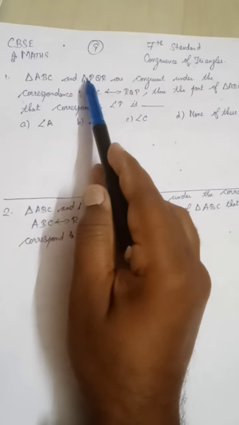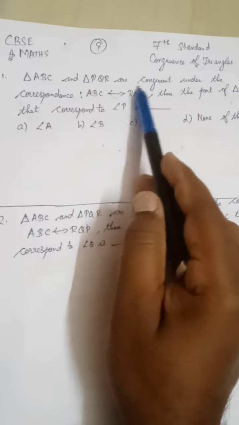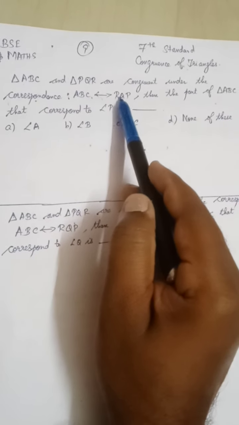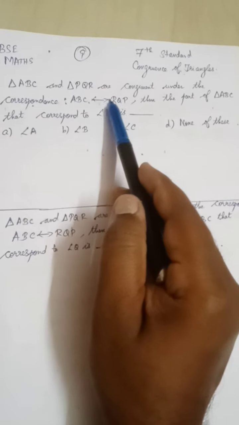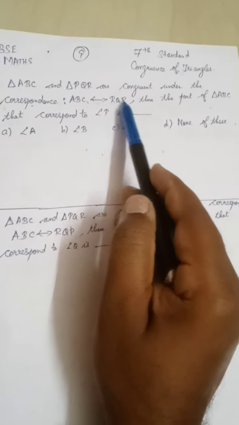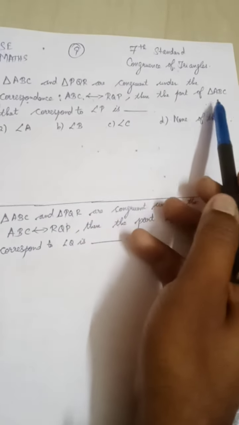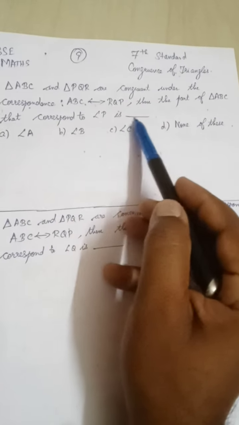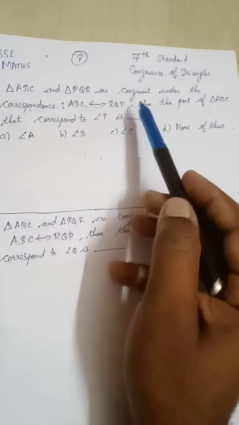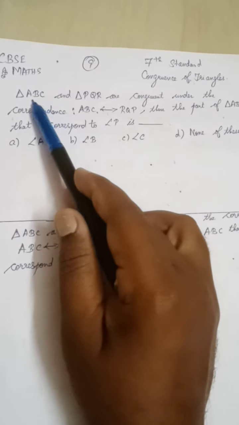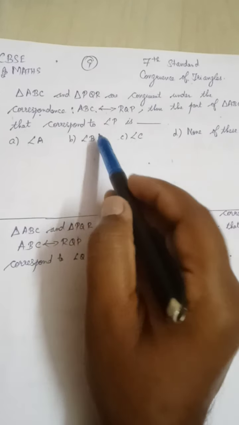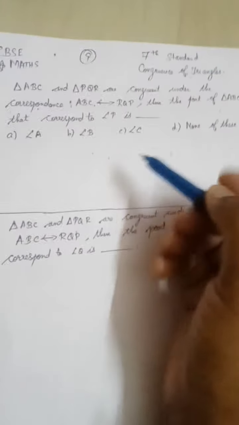Triangle ABC and triangle PQR are congruent under the correspondence ABC congruent to RQP. Then the part of triangle ABC that corresponds to angle P is what? As per the question, triangle ABC and triangle PQR are congruent, so we need to draw the triangle first.